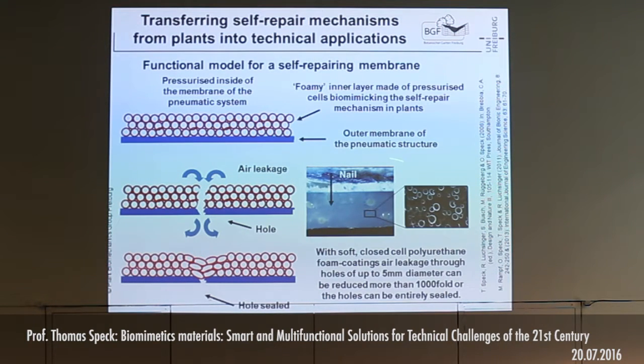Here you see one of these membranes, and here one of the foam coatings, in SEM, with the closed foam cells. With a soft closed-cell polyurethane foam coating, the air leakage through holes of up to 5 mm diameter could be entirely stopped in about 90–95% of all cases. In the other 5%, it could be reduced at least 1,000-fold compared to holes which are not covered with this self-repairing foam. You see here a nail was driven through, and here you see the nail channel, and here you see how the nail channel is closed.